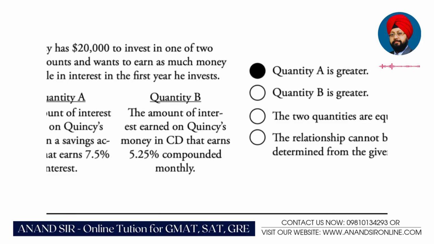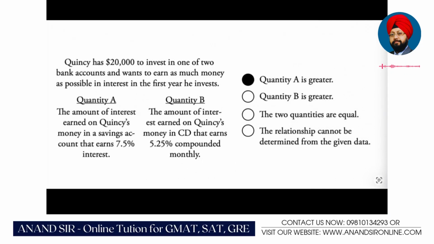Next question. Quincy has 20,000 to invest in one of the two bank accounts and wants to earn as much money as possible in interest in the first year he invests. The amount of interest earned on Quincy's money in the saving account that earns 7.5 interest, and the amount of interest earned on Quincy's money in CD that earns 5.25 compounded monthly. Now here see, the first one is simple interest.